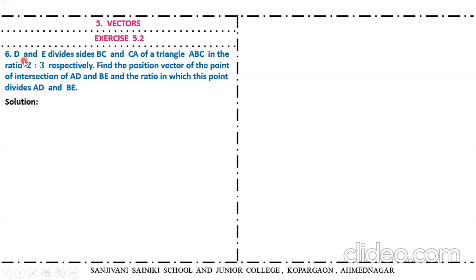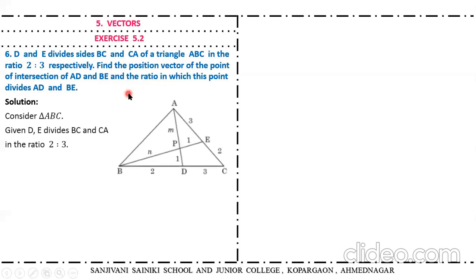6th example, D and E divide sides BC and CA of the triangle ABC in the ratio 2:3 respectively. Find the position vector of the point of intersection of AD and BE and the ratio in which the point divides AD and BE.